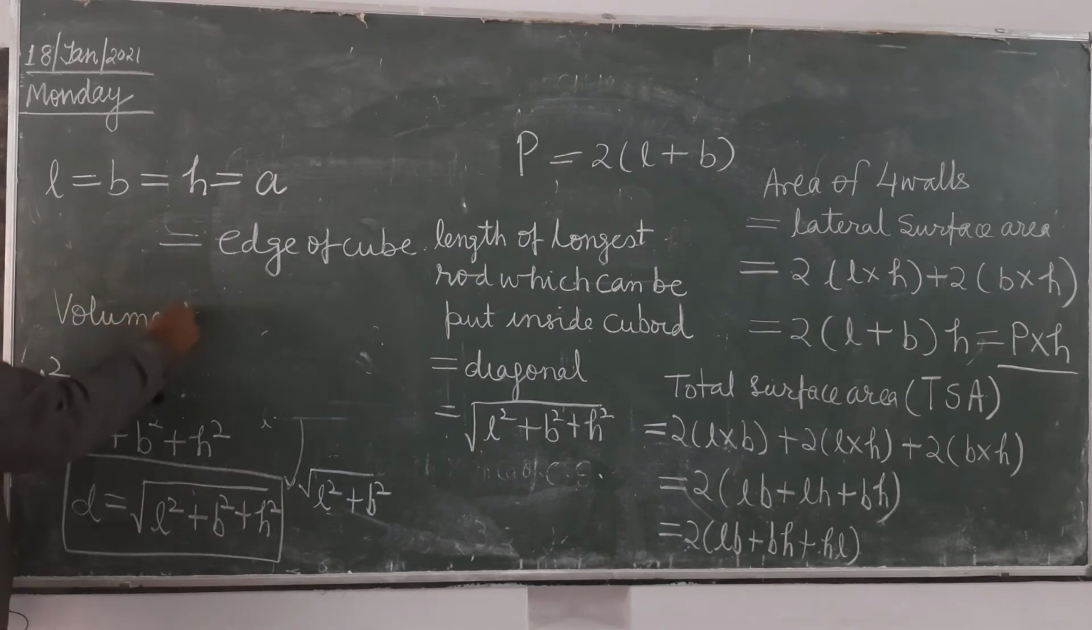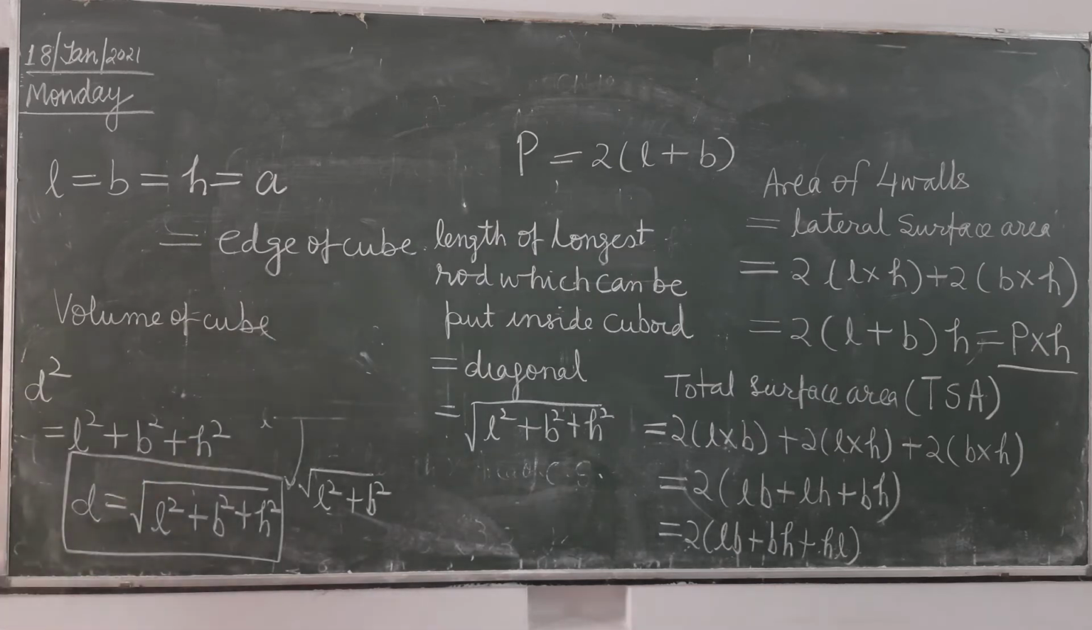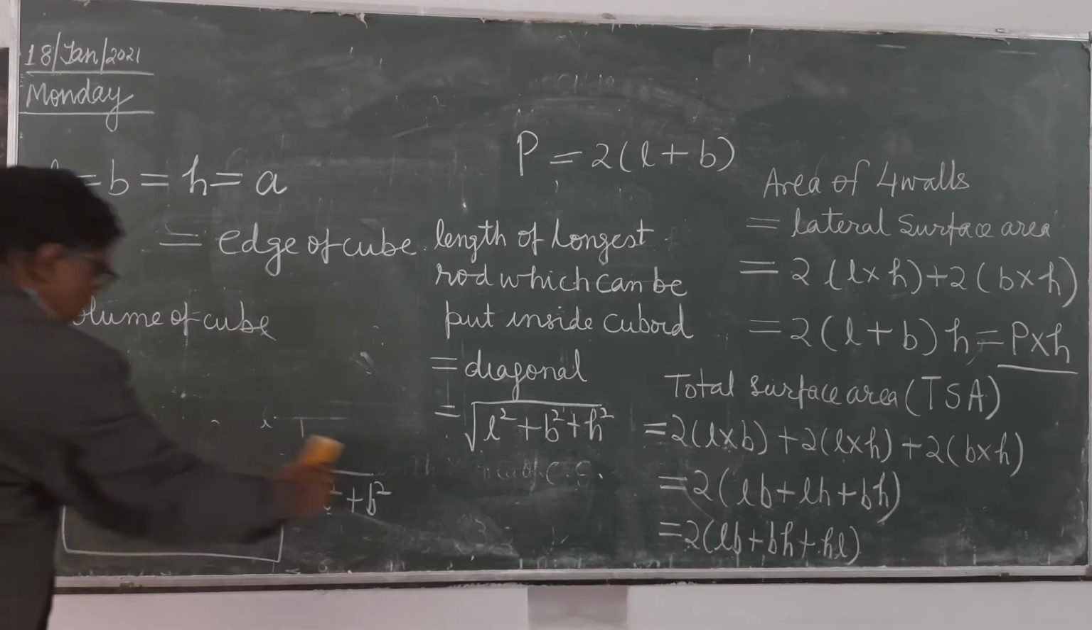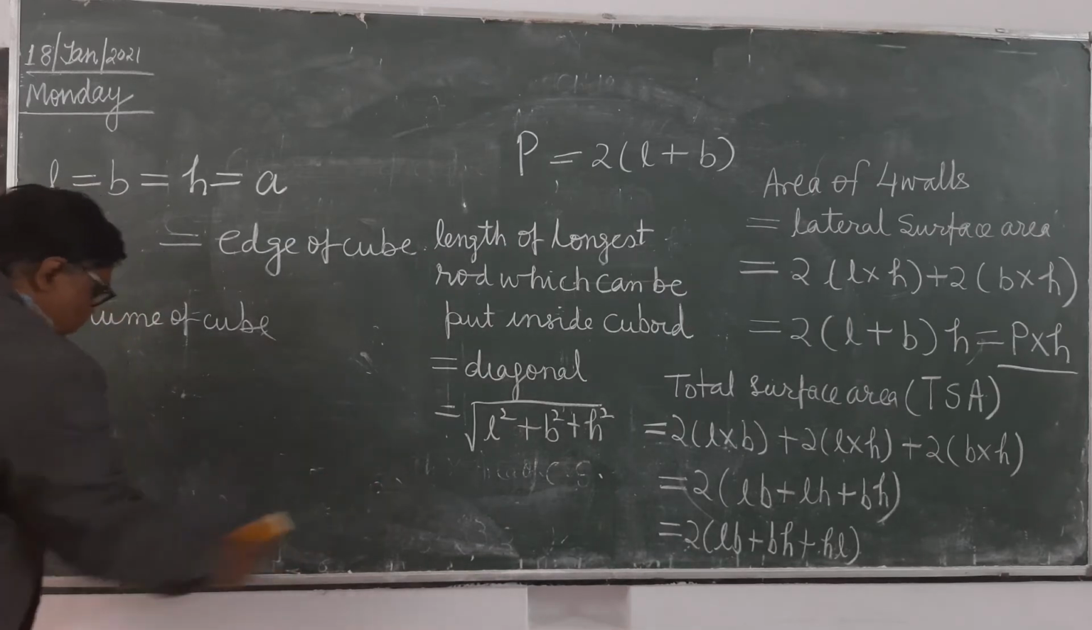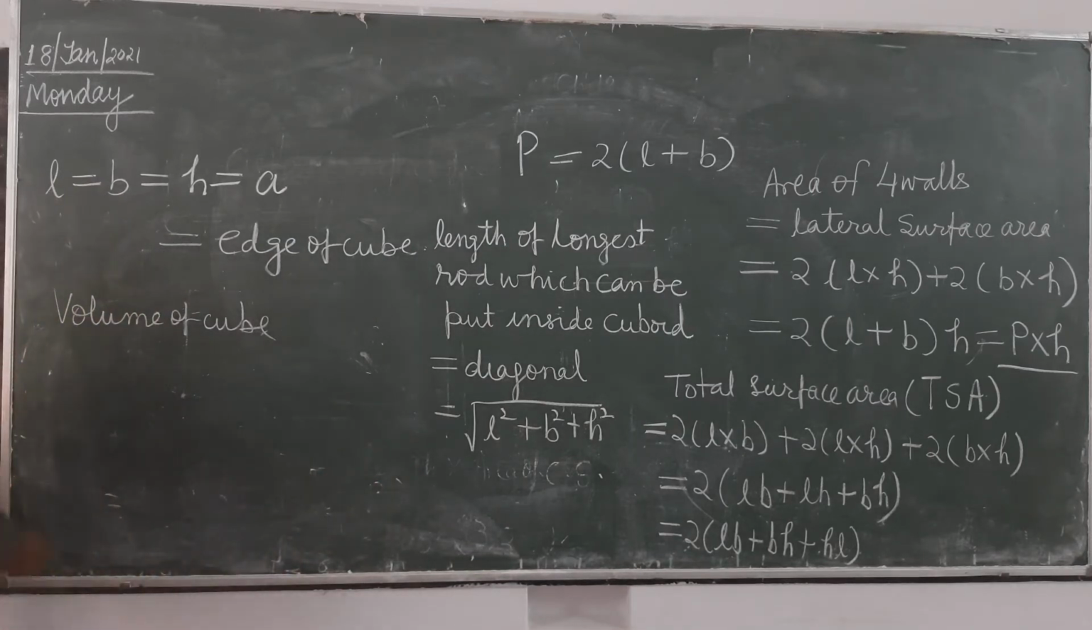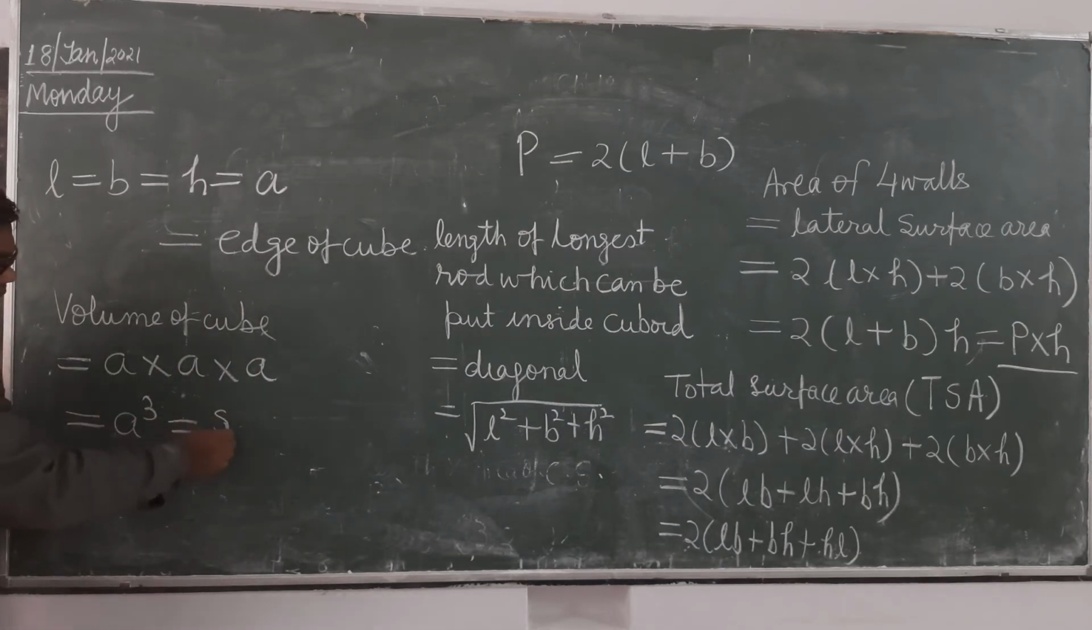Volume of cube. How will you find? We will use the formula L into B into H. Therefore, A into A into A. That is A cube. A cube means side cube.